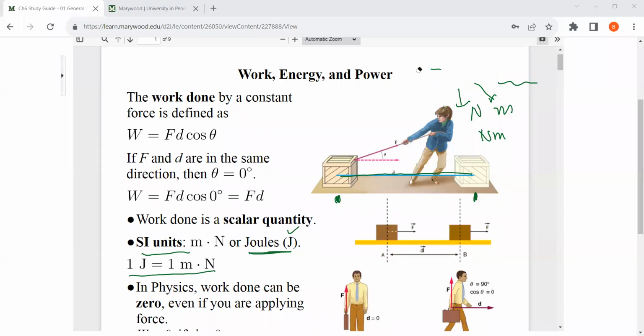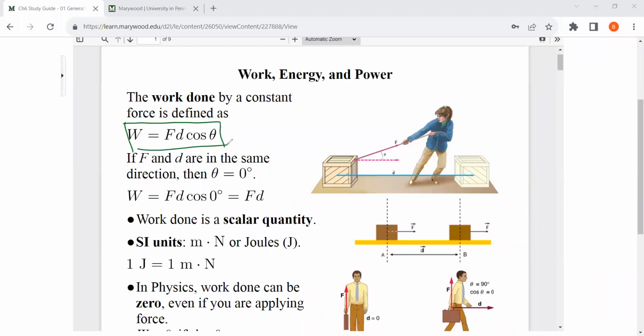All right, the next thing is some special cases. We just learned the general definition of work done. But what happens if we pull the box this way? Now consider this picture. Let's say we have this box. Instead of applying a force in this direction, let's apply a force in this direction.